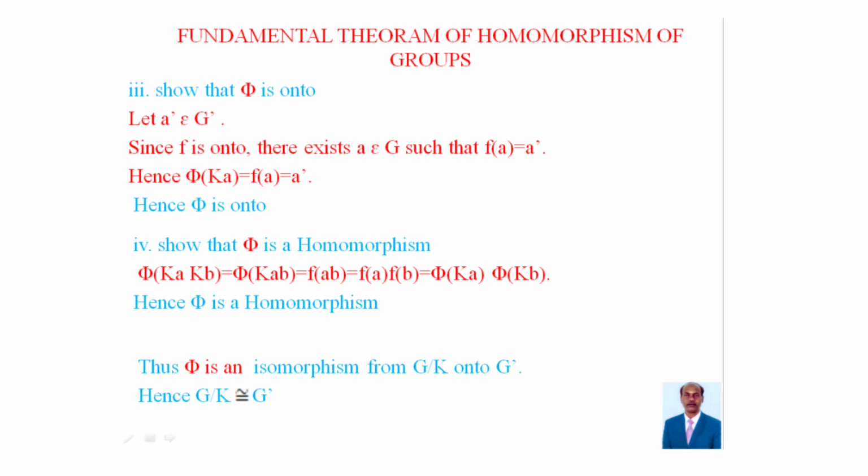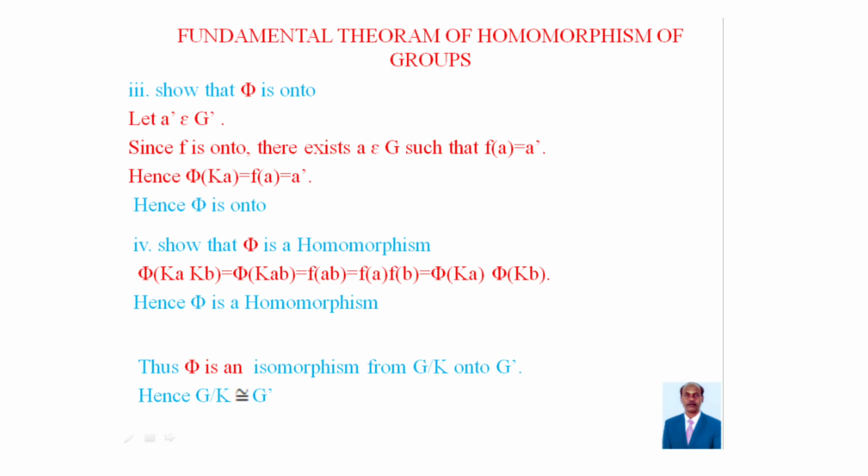To show that pi is a homomorphism, we want to verify that pi of Ka times Kb equals pi of Ka times pi of Kb. So we take pi of Ka times Kb. According to the right coset definition, pi of Ka times Kb means pi of Kab.